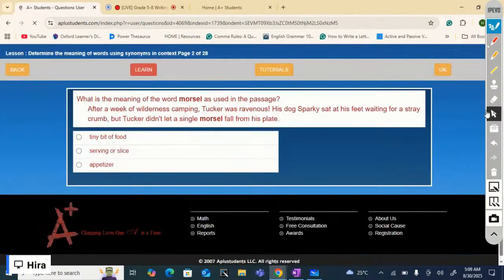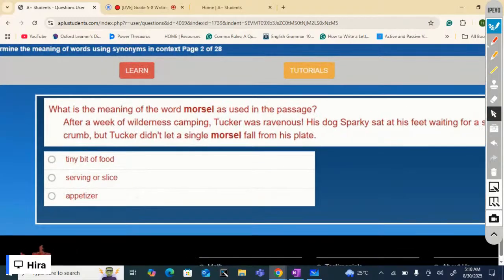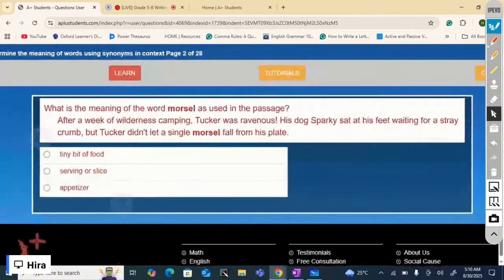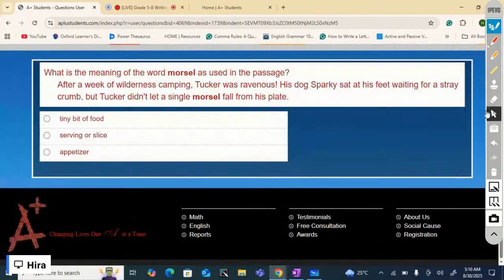Wilderness. No, option one is not correct. Option two is. Now, what is the meaning? See, earlier we figured out the synonym which can help us understand the meaning of the word morsel. Now, what is the meaning of the word morsel as used in the passage? Well, we have already read it. What is the meaning of the word morsel? See, I told you earlier.